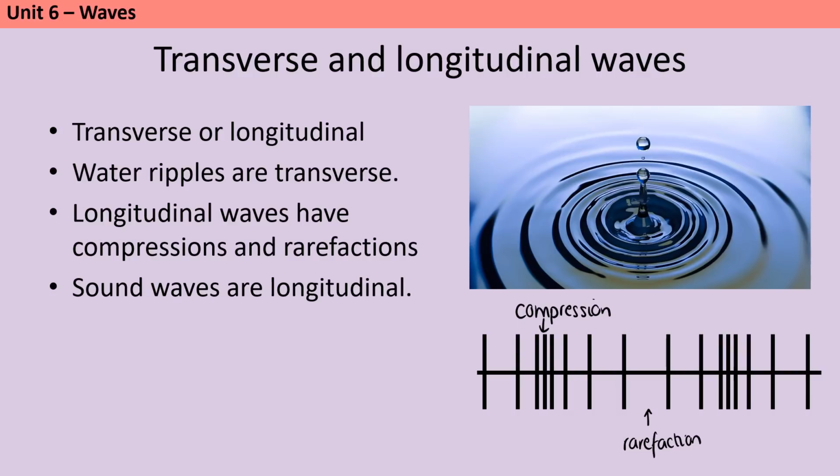Unit 6 of Physics Paper 2 is the waves topic. We start out by saying that waves can either be transverse or longitudinal. The ripples on a water surface are an example of a transverse wave. Longitudinal waves, like this one here at the bottom, show areas of compression where the particles are close together and rarefaction where they're spread out. And sound waves travelling through air are an example of a longitudinal wave.